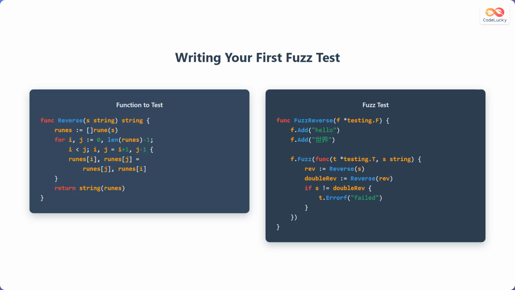To begin writing a fuzz test, first create a simple function to test, such as a string reversal. Next, write a fuzz test that provides seed strings and verifies expected properties. For example, after reversing a string twice, the result should match the original string. This approach helps ensure that the function behaves correctly for a wide range of inputs, including those that may not be considered during manual testing.